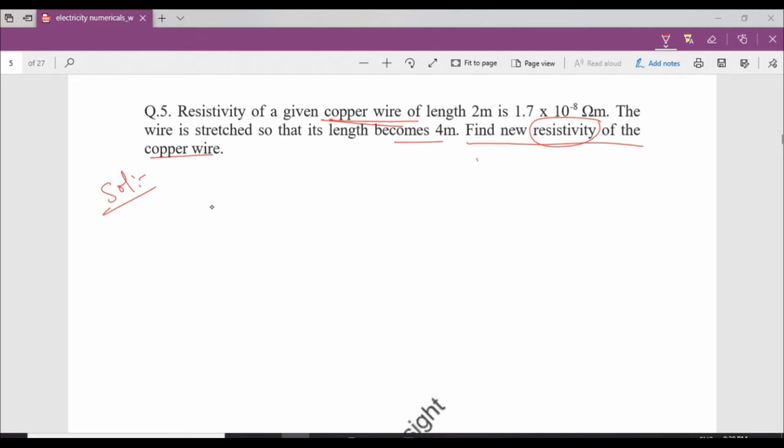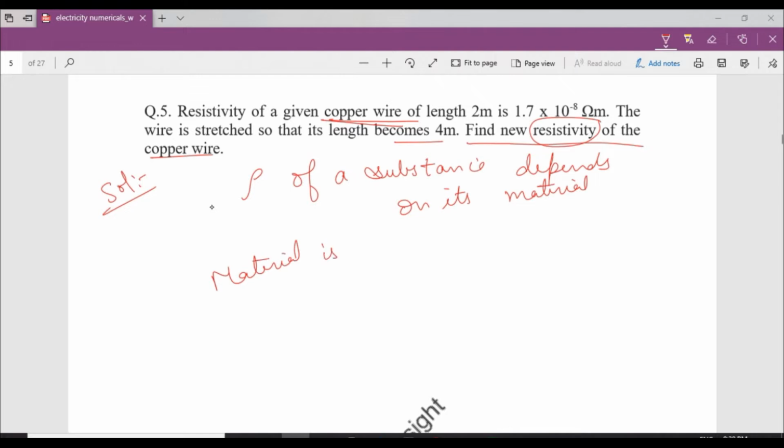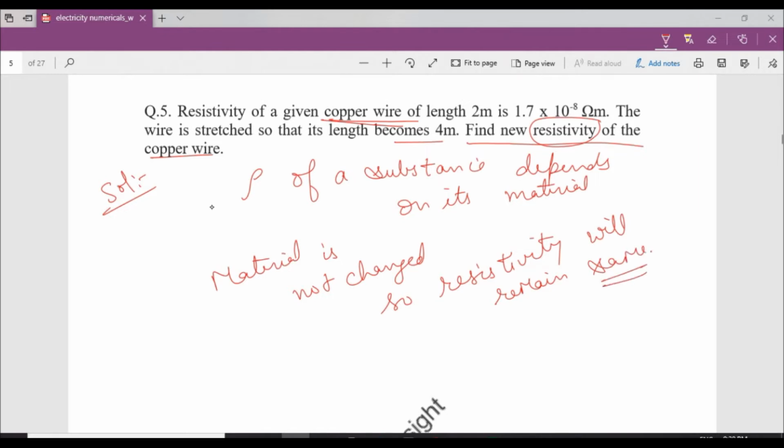Resistivity of a substance depends on its material. Now carefully look here. Material is not changed, so resistivity will remain the same. Hence, in the final case, again you will get resistivity equal to 1.7 × 10^-8 ohm meters. So this is your final result.